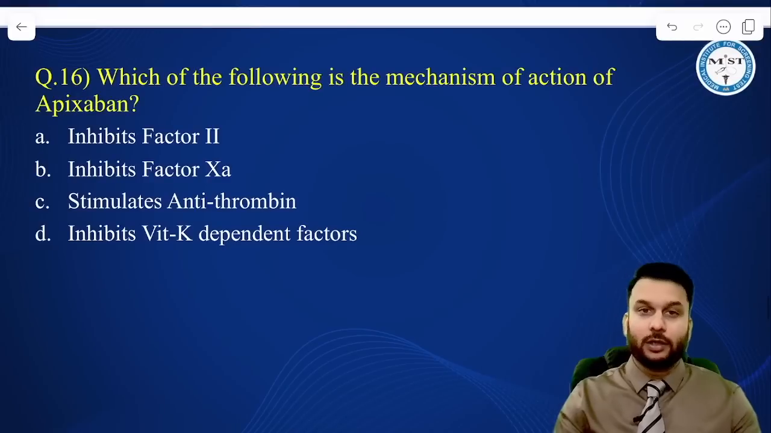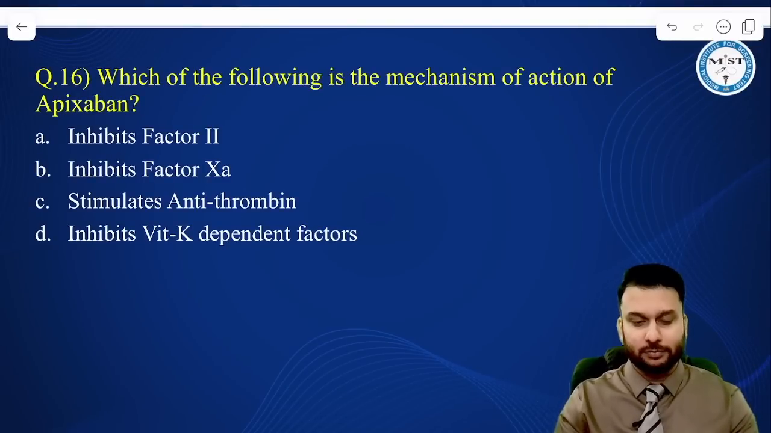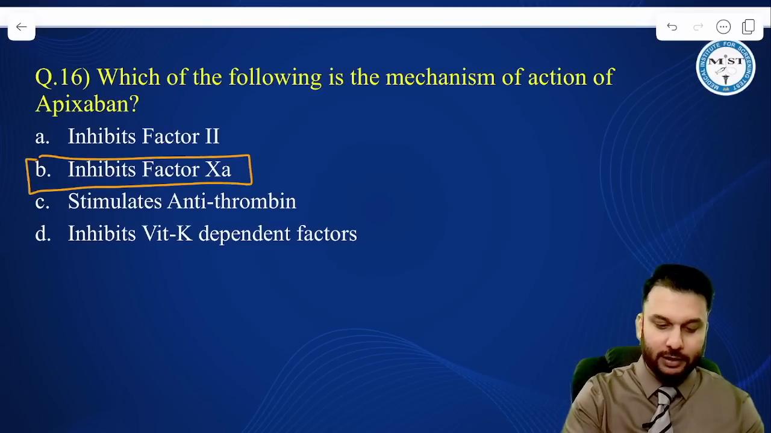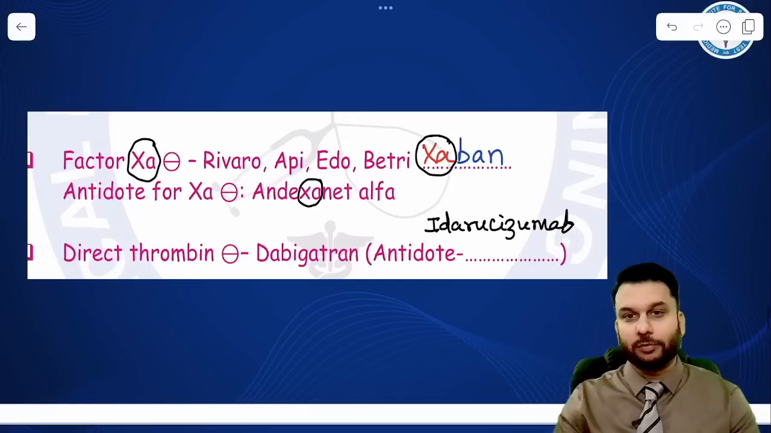Next, which of the following is the mechanism of action of apixaban, or whatever the exaban they asked? Quite an easy answer, sir. It inhibits factor 10A. Something from our notes very clearly. I used to always tell you how to remember this.